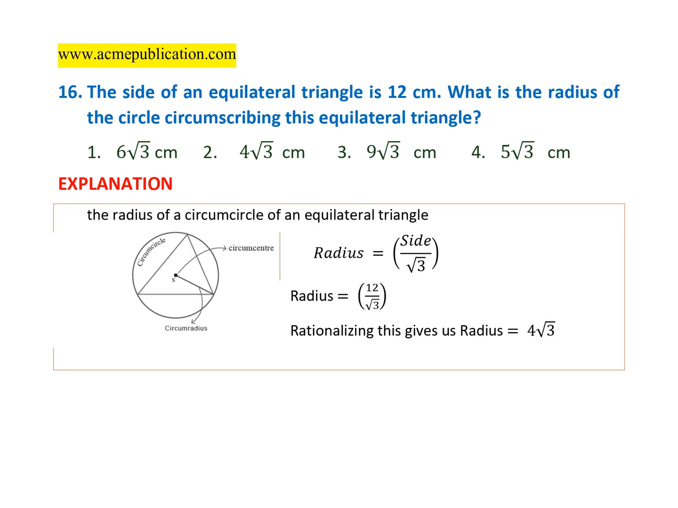The side of an equilateral triangle is 12 cm. What is the radius of the circle circumscribing this equilateral triangle? Taking the property, the radius of a circumcircle of an equilateral triangle is equal to side upon under root 3. We will put the values and, rationalizing this equation, we will get radius is equal to 4 under root 3.